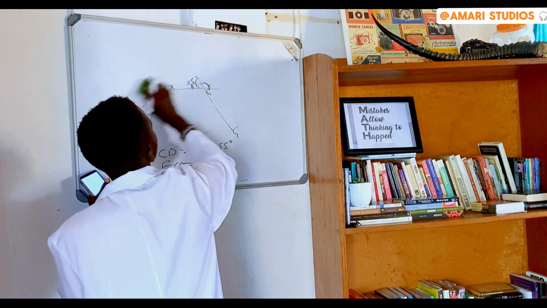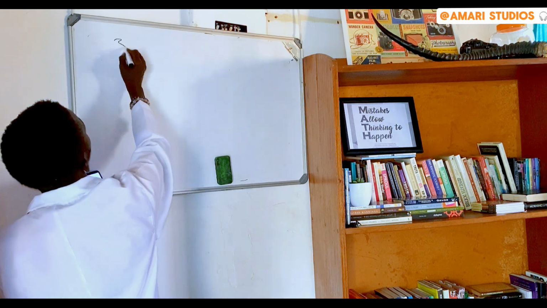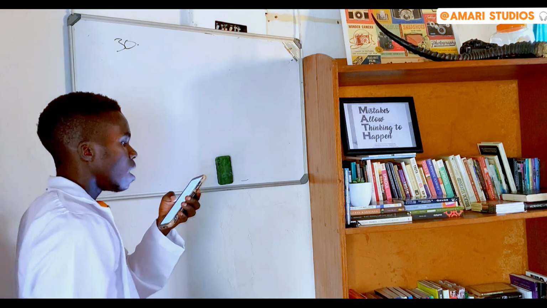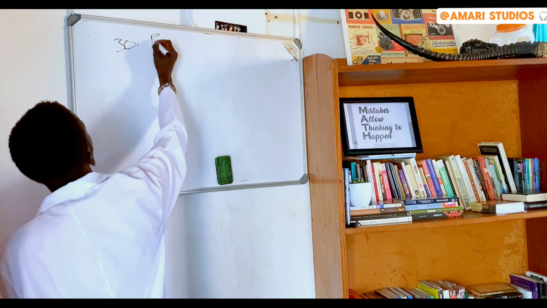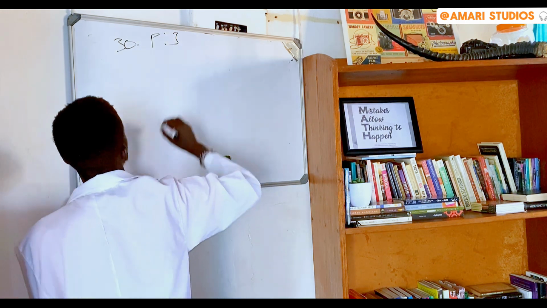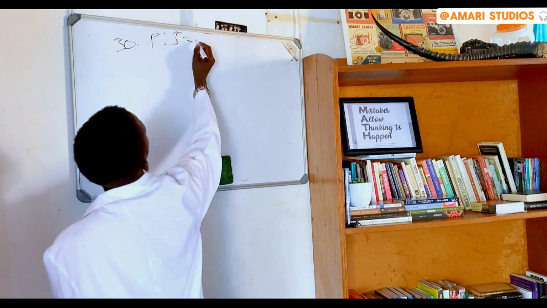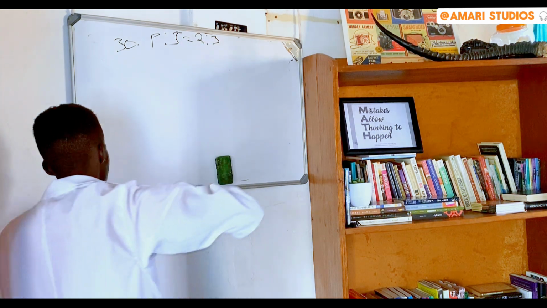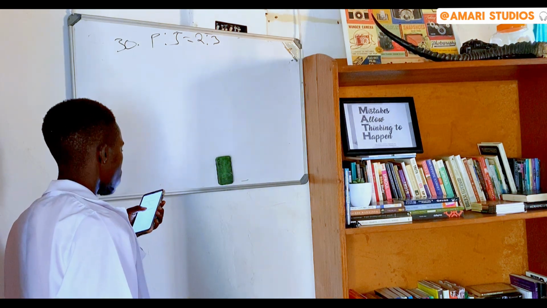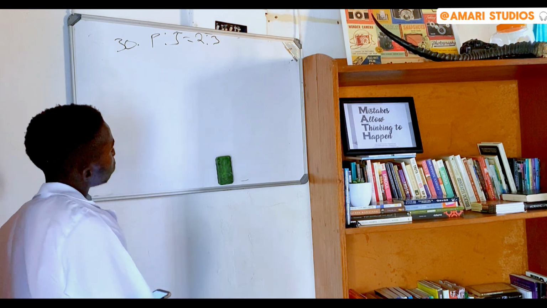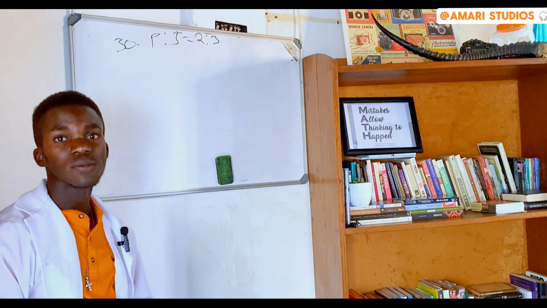And now for the last and final question, that is question 30. An amount of money was shared between Peter and John. Take note of those names: we have Peter and we have John. These two shared an amount of money in the ratio 2 to 3 respectively. If John got 600, calculate the amount of money that was shared. So they want us to find the amount of money that was being shared.